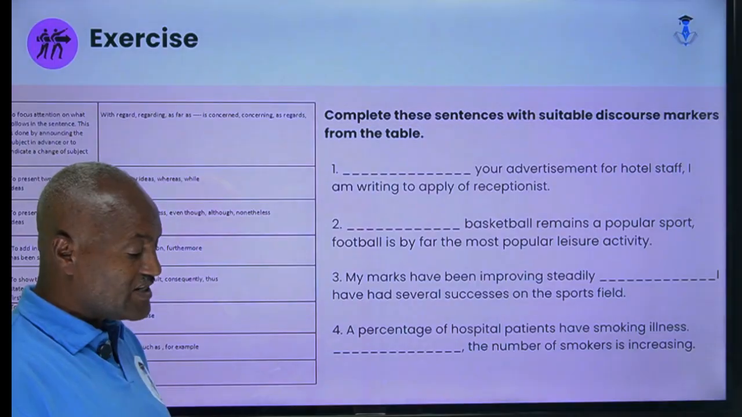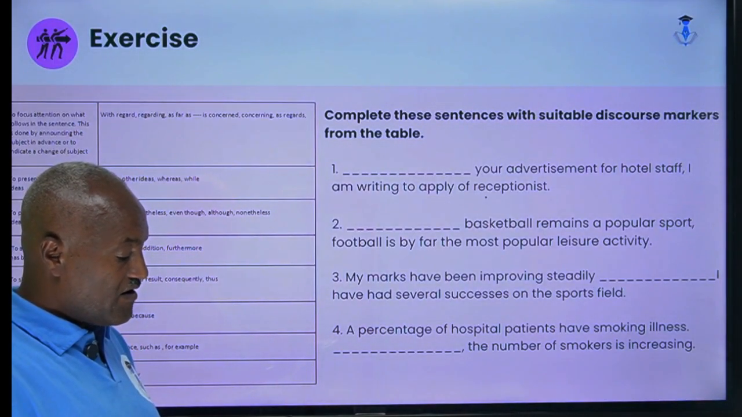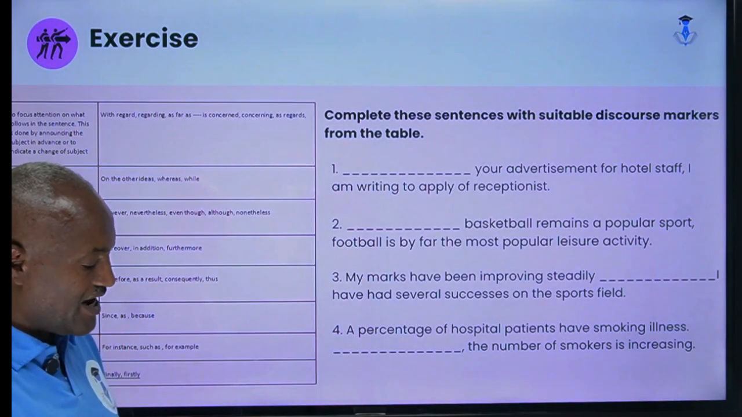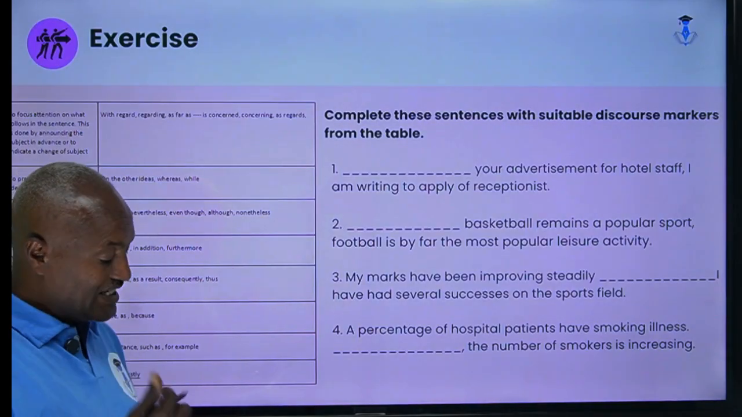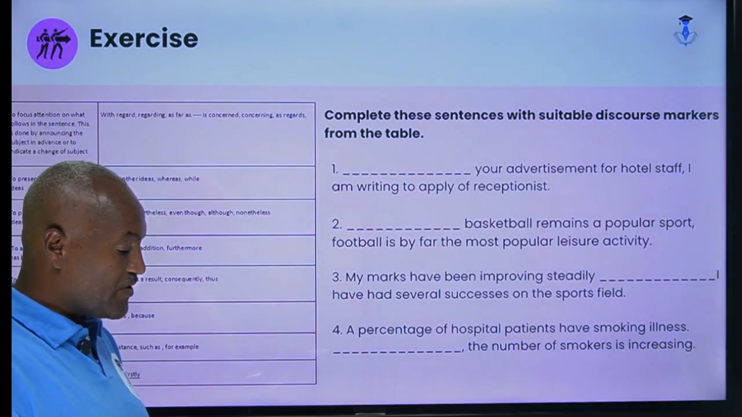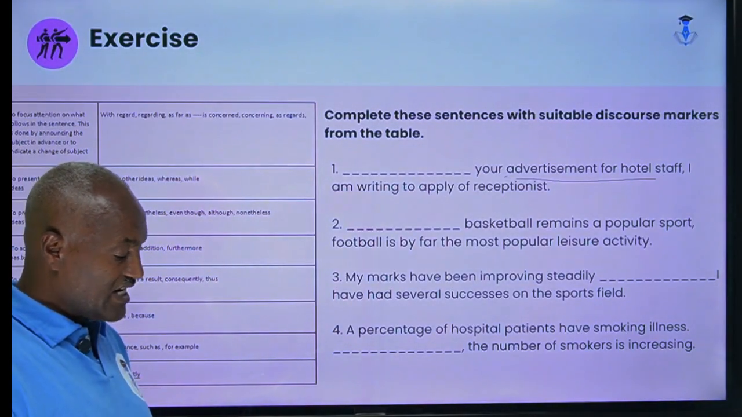For instance, your advertisement for hotel staff: I am writing to apply for a receptionist, to apply to receptionist, that means, okay, or of a receptionist. Then which one is appropriate? For instance, first you have to see your advertisement for hotel staff.